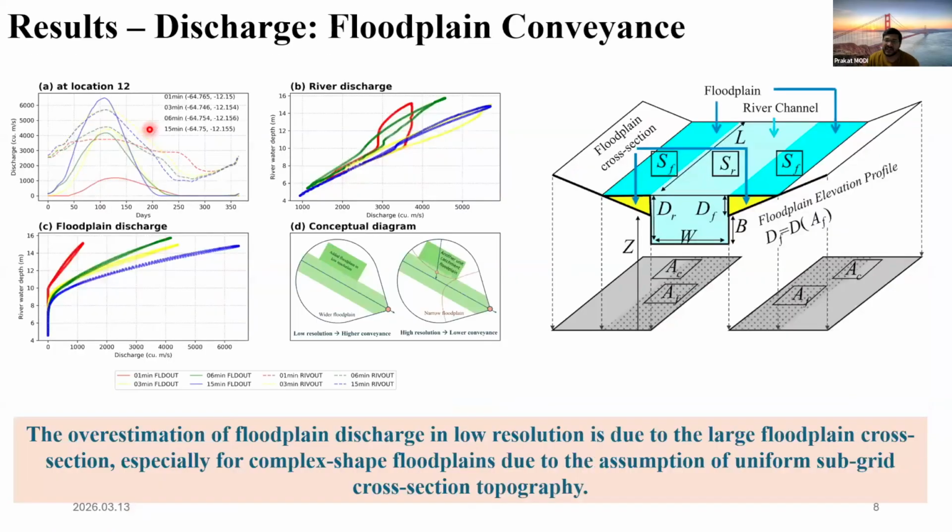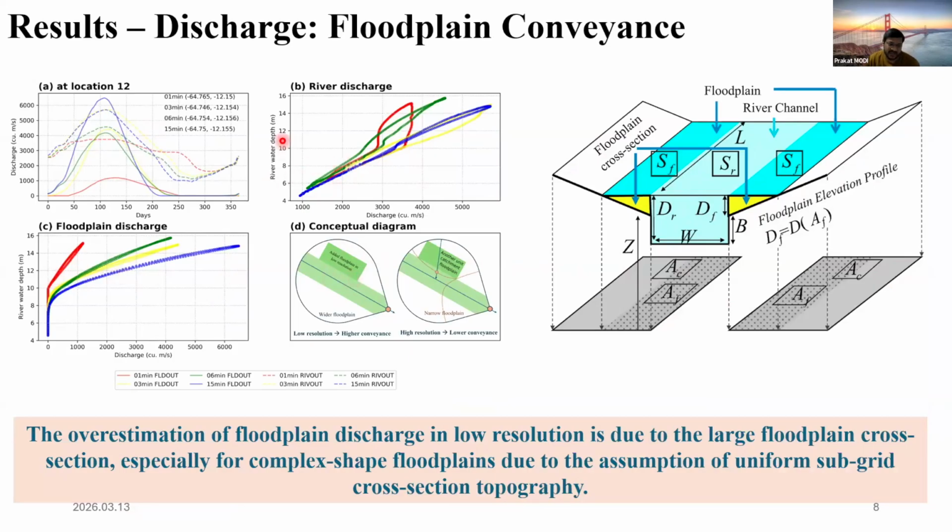Then the second one is the floodplain conveyance. CaMa uses the assumption of uniform subgrid cross-section topography. At low resolution, when a smaller unit catchment is combined with the mainstream, the floodplain is usually much higher, and this causes larger floodplain flow conveyance.